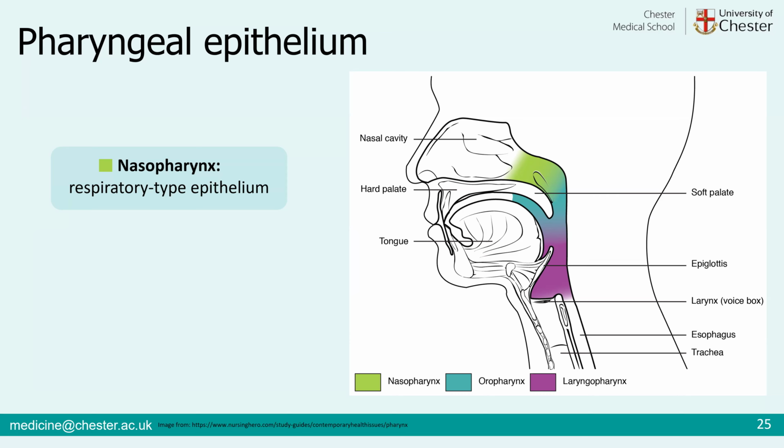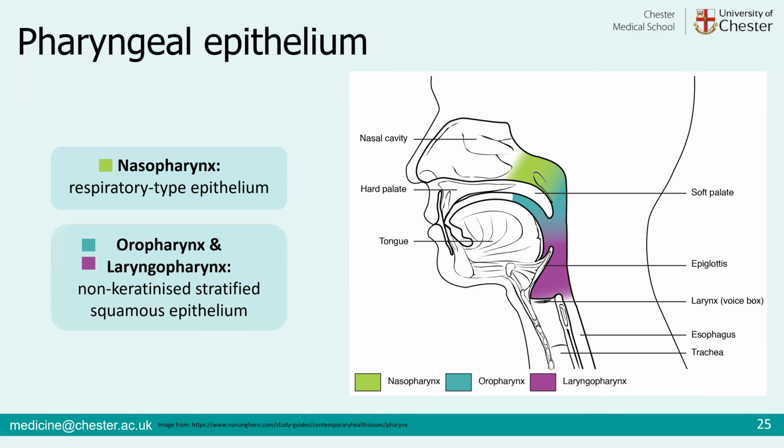But when we get into our oropharynx and laryngopharynx, that's a common pathway for both air and food. And what's more important here is protection from the abrasive processes of swallowing food. So whilst we have that respiratory type epithelium in the nasopharynx, in the oro and laryngopharynx, we have a non-keratinized stratified squamous epithelium, because the predominant concern there is protection against the abrasive forces of swallowing a food bolus.